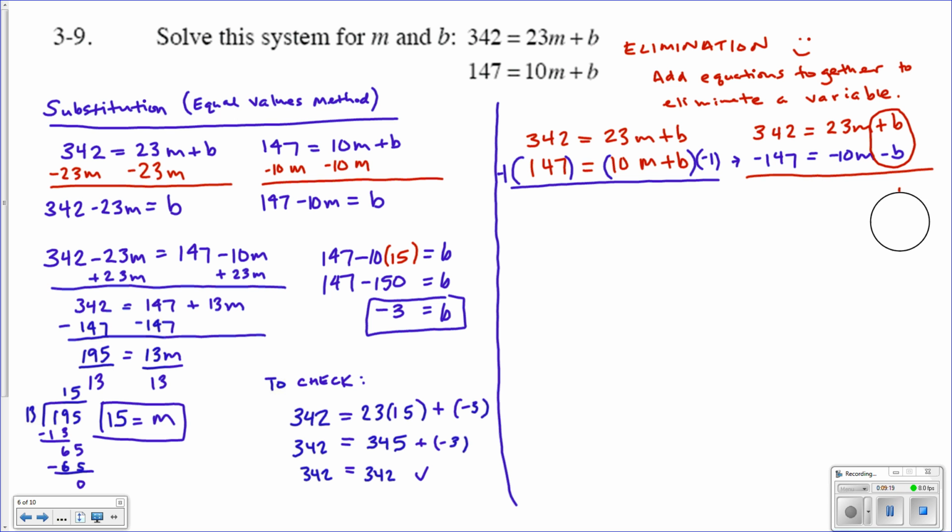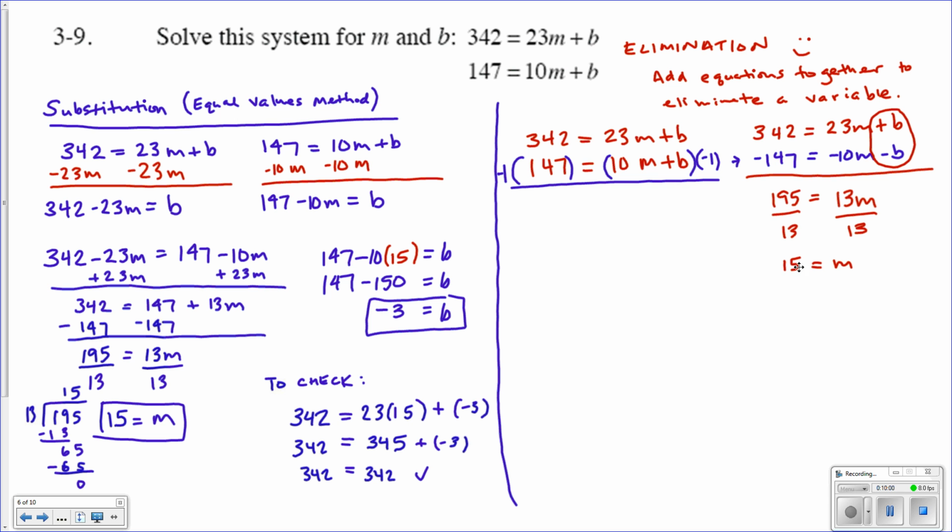And then we've got our 23m plus -10m is going to give us 13m. 342 plus a -147 then would give us 195. And then when we finish solving for m, it makes it a lot easier. So 195 divided by 13 should be, I think it was 15. And that is our value for m.